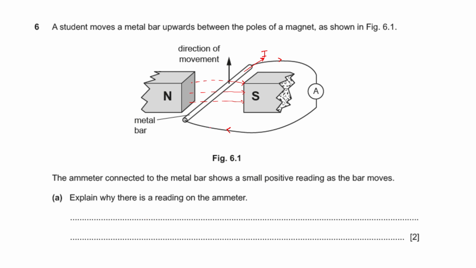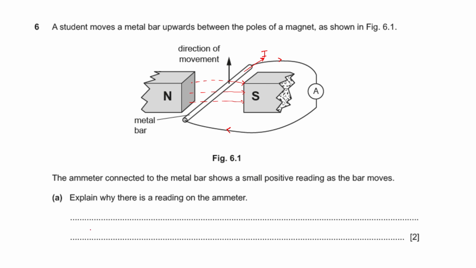What is happening? As a metal conductor is moved inside a magnet, the metal conductor is moving in a way that it cuts the magnetic field lines, thereby there is a change in magnetic flux. That change in magnetic flux produces EMF, or if we have a connected circuit, that EMF translates into a current.